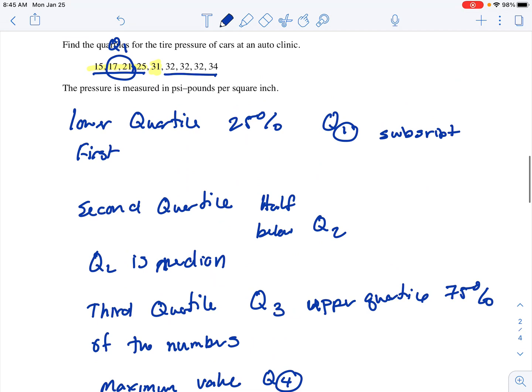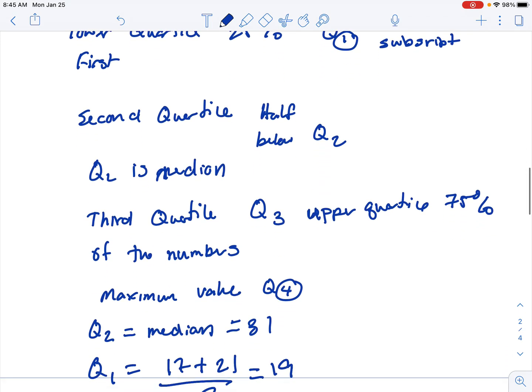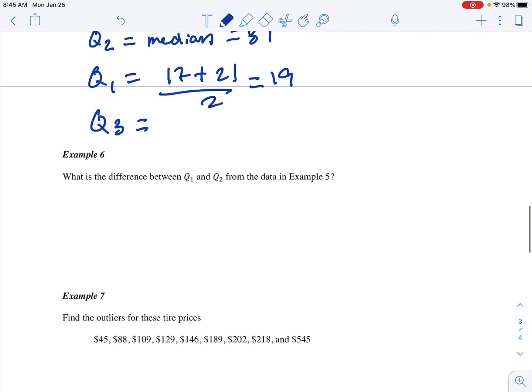Our Q3 is going to be up here. And those are the same numbers, so it's obvious it's going to be 32, because 32 plus 32 divided by 2 is 32.